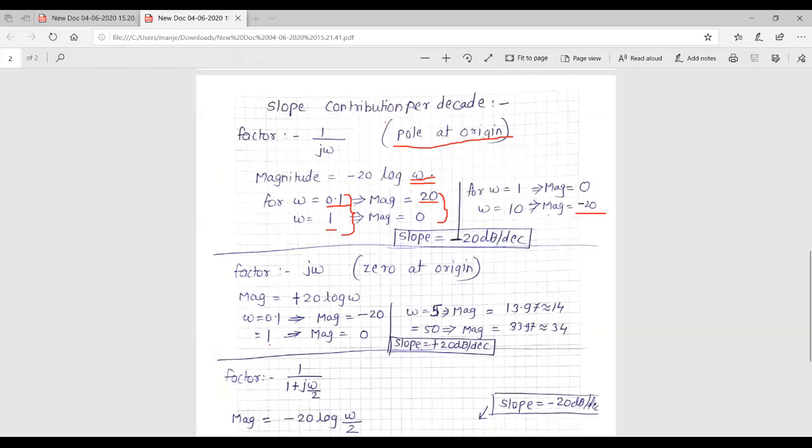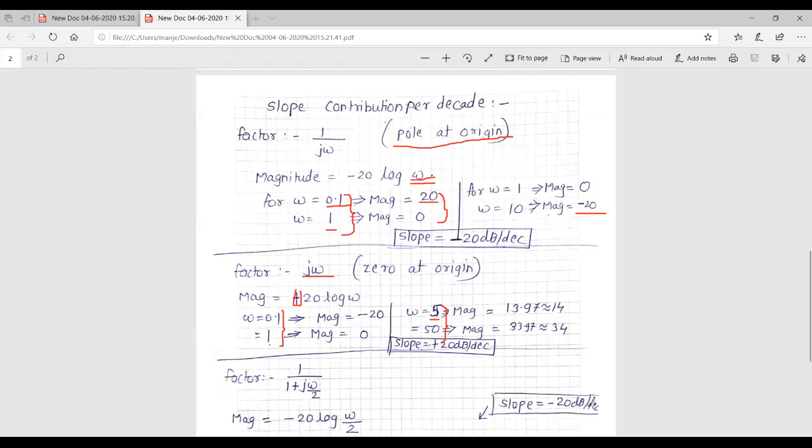Now another example you can see, j omega. This is just the reciprocal of the previous one we have seen. But the magnitude, instead of minus, is now plus 20 log omega. So omega equal to 0.1, magnitude is minus 20, omega equal to 1, magnitude is 0. This forms 1 decade. Similarly, this will form 1 decade. Purposefully I have taken random values. Omega equal to 5. So what is the magnitude? 13.97, approximately 14. And at omega equal to 50, where the decade ends, magnitude is 33.97, that is 34.